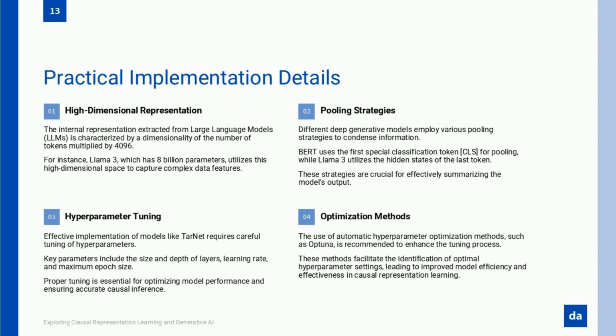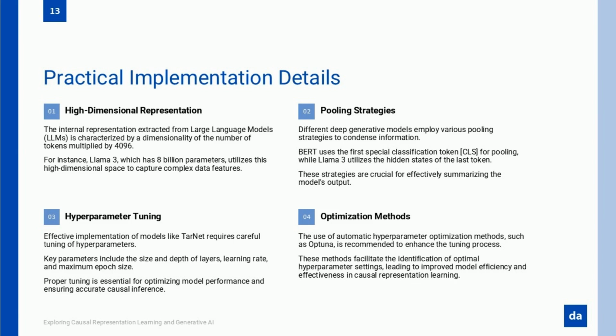Once we've chosen a pooling strategy, the next step is fine-tuning the hyperparameters of our model. These are settings that control how the model learns, including layer size and depth, which determines how complex the model is; learning rate, which controls how fast or slow the model updates itself during training; batch size, which affects how many samples are processed at a time; and maximum epochs, the number of times the model cycles through the entire dataset.